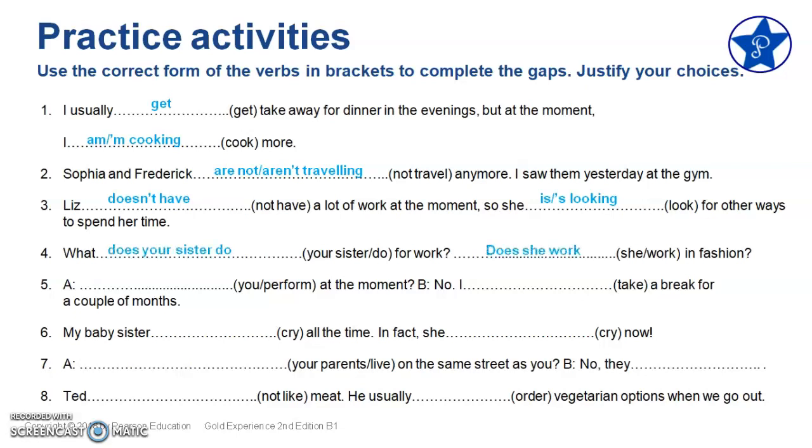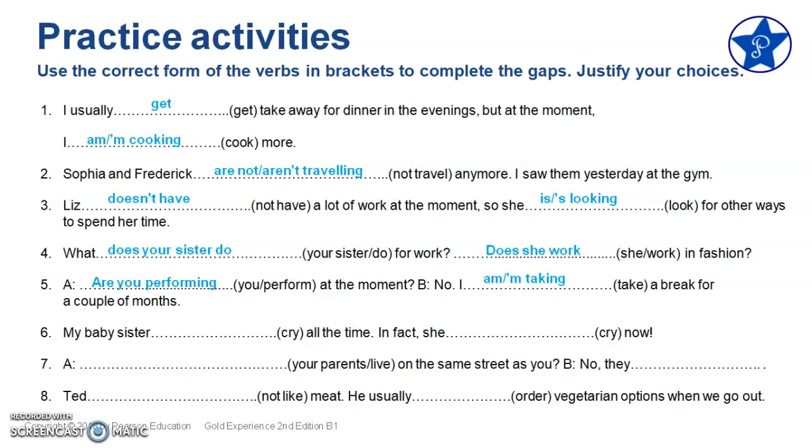What does your sister do for work? Does she work in fashion? We're talking about a permanent state. That's why we use the present simple here. Are you performing at the moment? No, I'm taking a break for a couple of months. Both these actions are happening now.